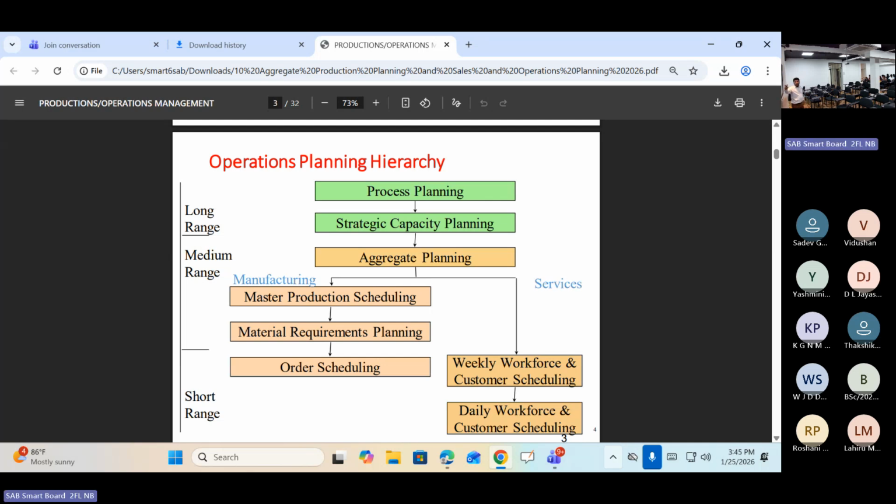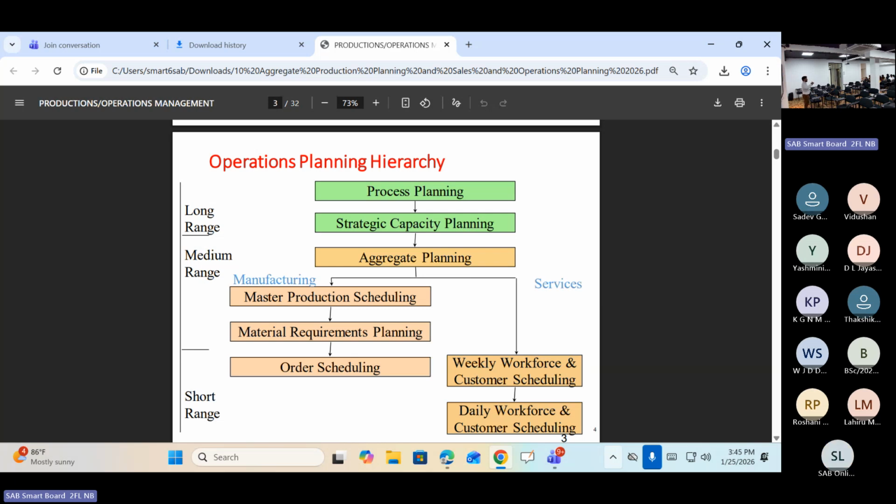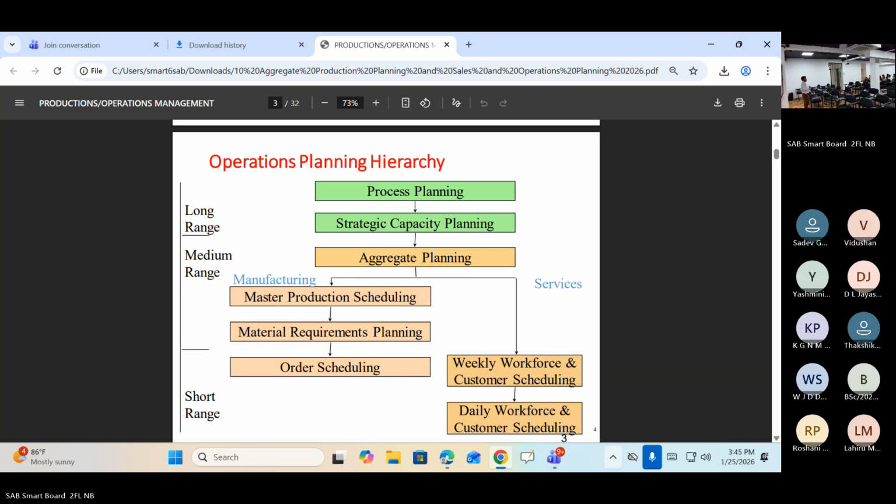When it comes to medium-term production plans, in business management, particularly in operations management, medium-term refers to a 3 month to 6 month to 9 month or 12 month period. The short term is less than a 3 month period, the immediate 3 months.